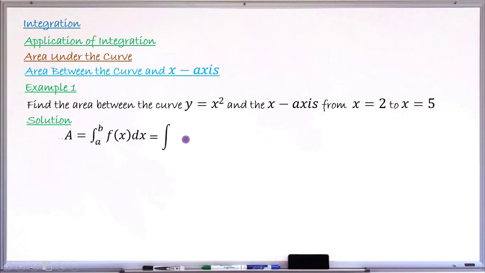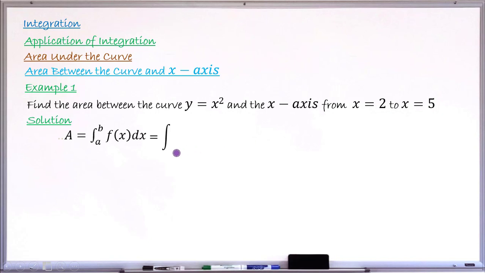Let me get the limit first. The limit, that is the integral, but in this case is the definite integral. So A is my lower limit while B is my higher limit. From the question, if I go back to the question, it says from x equals 2 to x equals 5. So this 2 will now be your lower limit, while 5 will now be your higher limit.